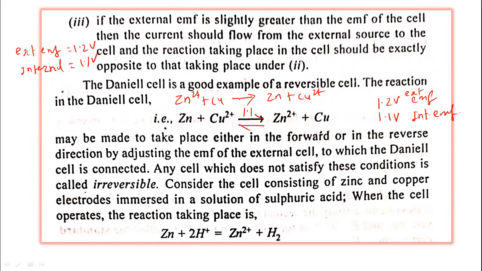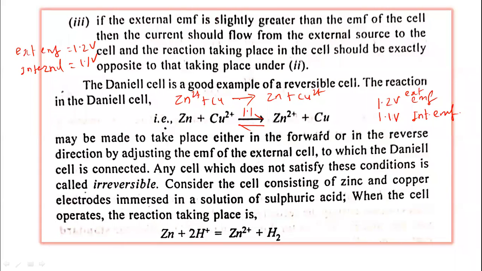A cell is said to be reversible when both forward and backward reactions take place. During the forward reaction, electricity is produced, and during the reverse reaction, electricity has to be supplied, then the cell reaction becomes reversed. Okay, so the cell is said to be a reversible cell if these three conditions are satisfied.